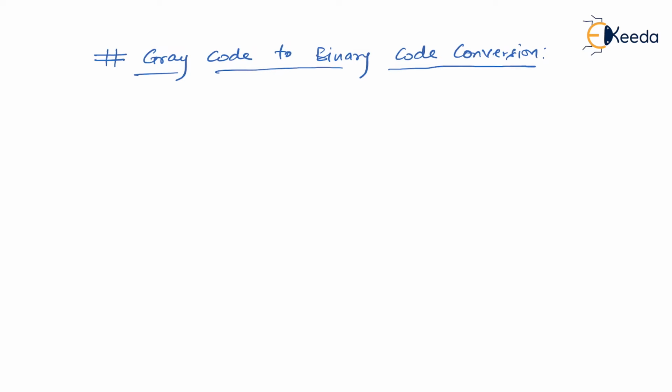So let us assume the 4-bit gray code as G3, G2, G1, G0. Let me write them with proper spacing. So assume that this is a 4-bit gray code, which you want to convert into a 4-bit binary code. Again, the first process is exactly the same. If you remember, this is nothing but the MSB of the gray code. G0 is obviously the LSB of the gray code.